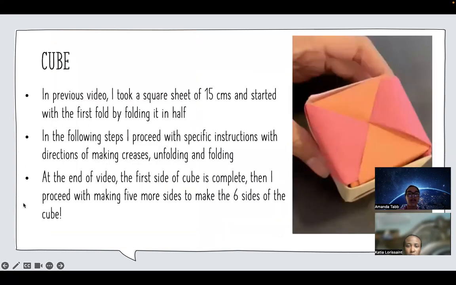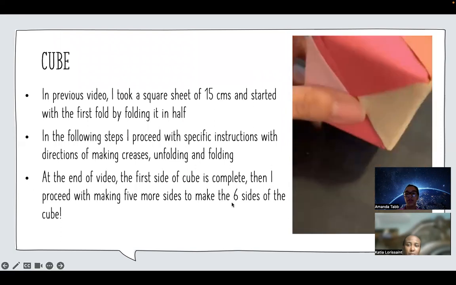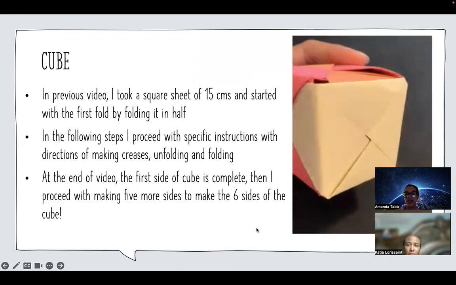In the previous video, I took a square sheet of 15 centimeters and started with the first fold by folding it in half. And then I followed the steps from there. I proceeded with specific instructions with the directions of making creases, unfolding, and folding. It's actually pretty intricate, but it was a good cube at the end. It was very interesting. At the end of the video, the first side of the cube was complete. Then I proceeded with making 5 more sides to make the 6 sides of the cube. And here is the cube on the right that was the result.